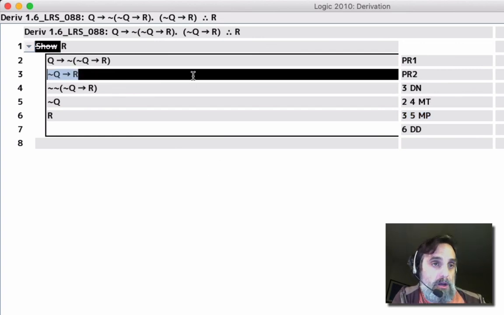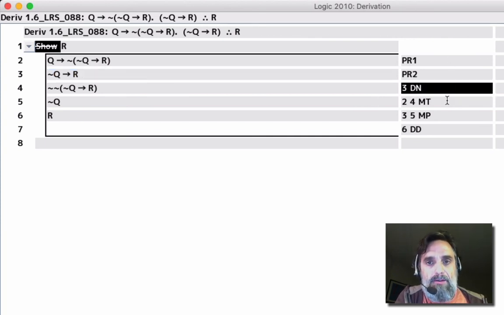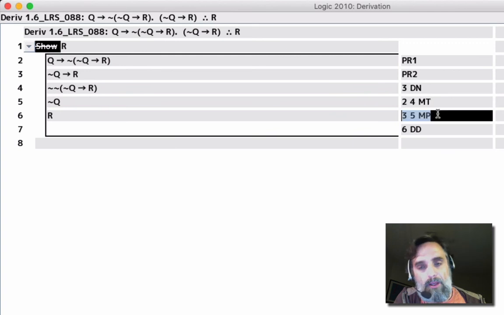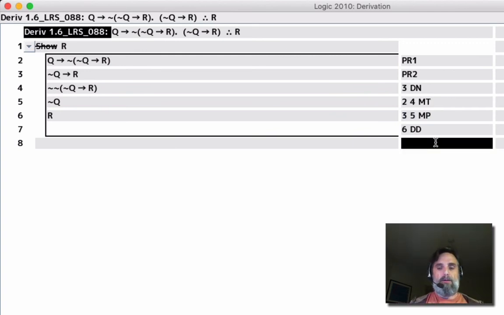We don't use 3 with MP or MT more than once as the big premise in MP or MT, but we do use it twice. We double negate it and then use that double negation with MT, and then we go ahead and use MP with it. Okay, good. So there we go. There we have our last MT derivation.